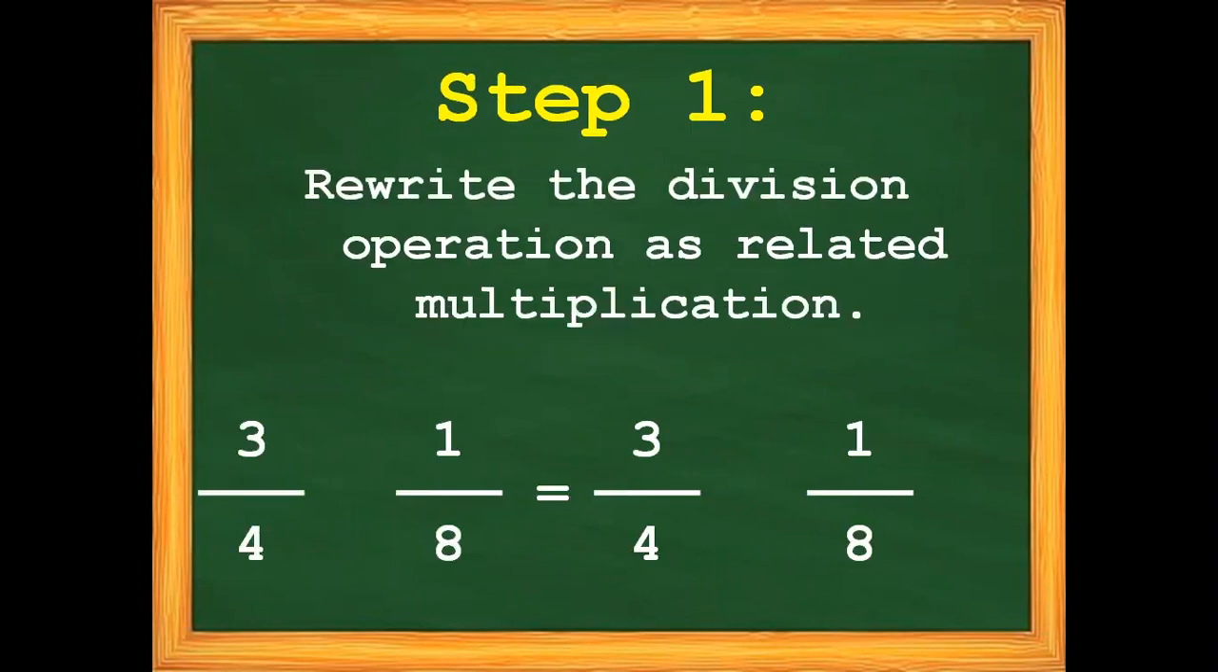First, rewrite the division operation as related to multiplication. So we have 3/4 divided by 1/8. So we are going to change this division sign into a multiplication sign. Now, remember that in division, our dividend here is the 3/4 and the divisor is 1/8.